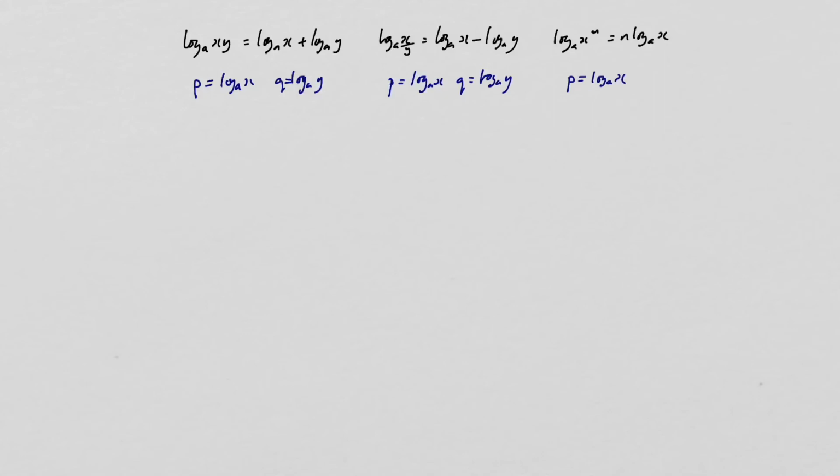And now, bearing in mind that log base a of x means what power of a gives me x. So for this first one, the power of a that gives me x is p. The power of a that gives me y is q. And again, this works for all of the proofs.